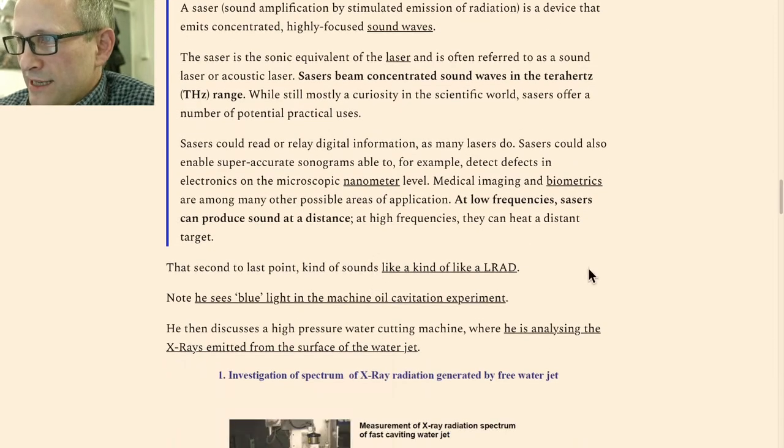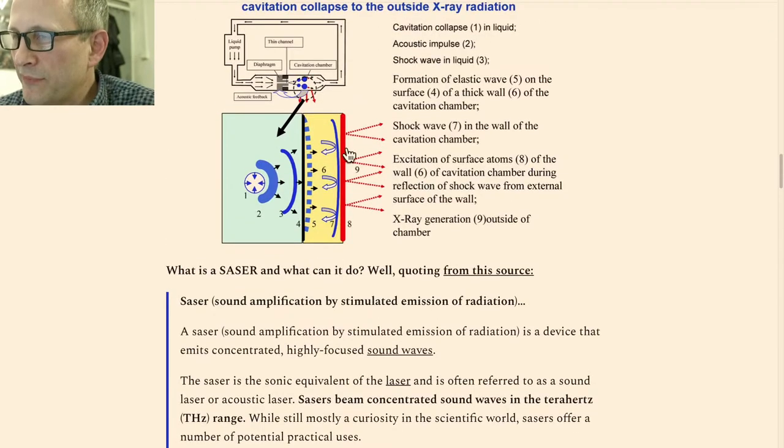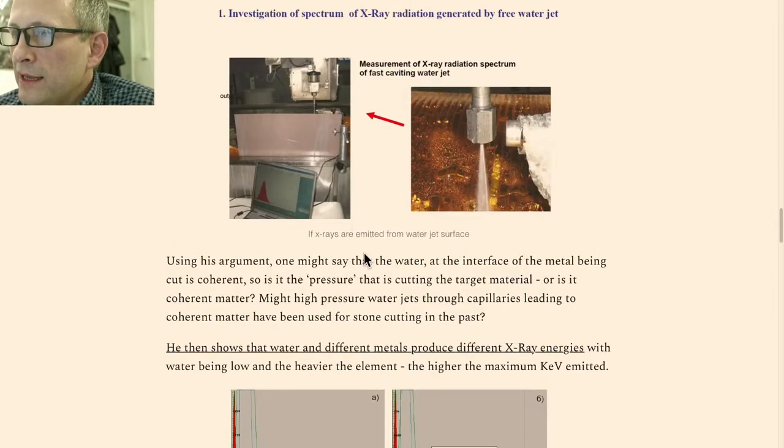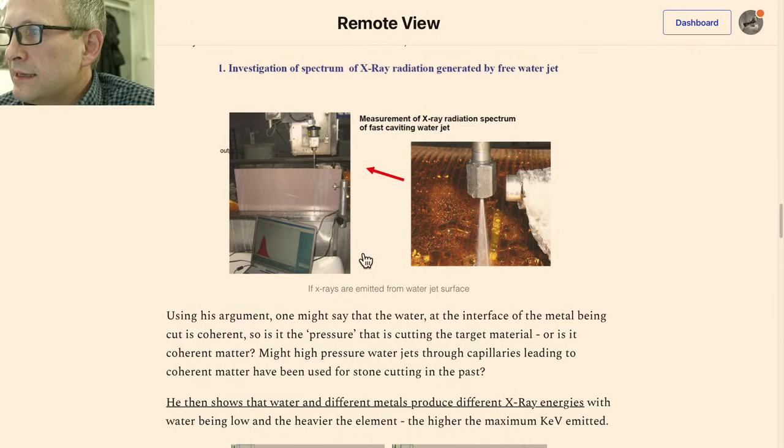And I said, well, isn't that a bit like an LRAD? If you had an LRAD producing sound at a distance, and that hits something hard and you get reflection, you will end up with X-rays, actually, in this case, and you will end up with coherent matter. And so that's where the damage can occur. And there are some excellent tests that he conducted.